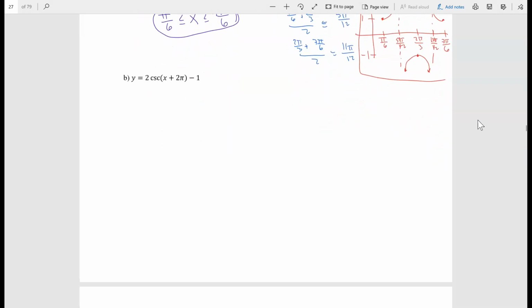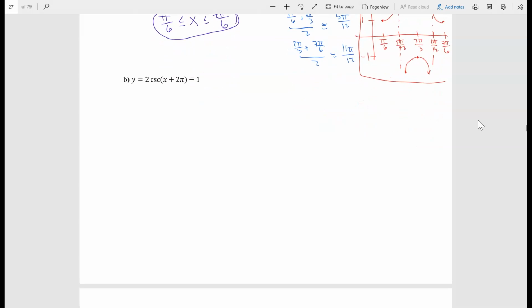Okay, so now let's do the last problem. Now in this case, there's a -1. So this -1 is going to be at the end. We're going to do that at the very, very end. We're going to do everything also. The first thing that we're going to do is we see that this is a cosecant here. So instead of the cosecant, we're going to graph the sine, the sine of x plus 2 pi minus 1.